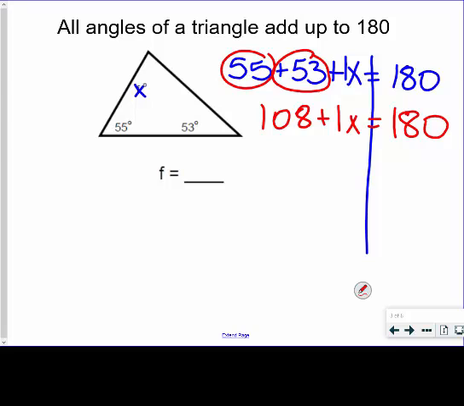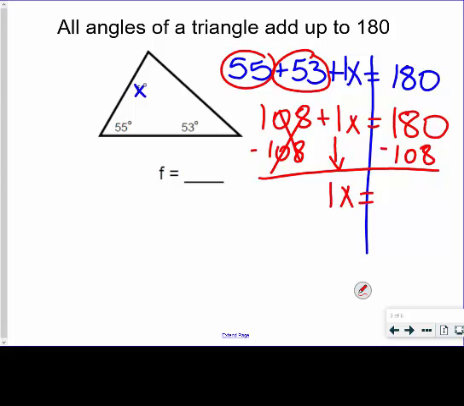So I want to solve for x, so what do I do? Subtract 108. And you get 72. And if you want to, you can divide by 1, which gives you 72. So our missing angle is 72 degrees.